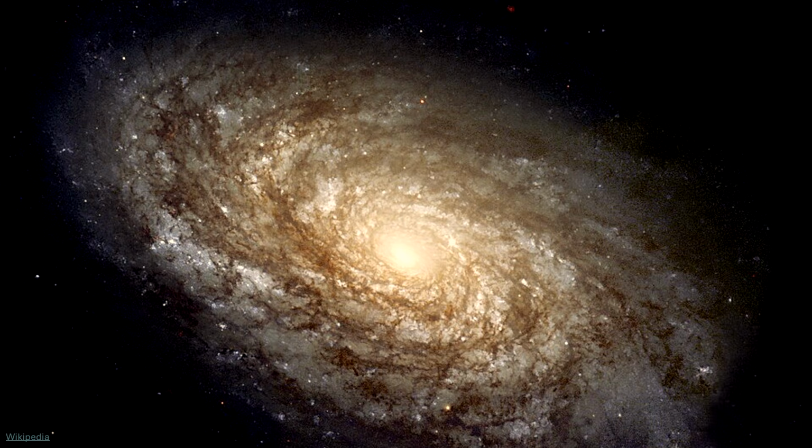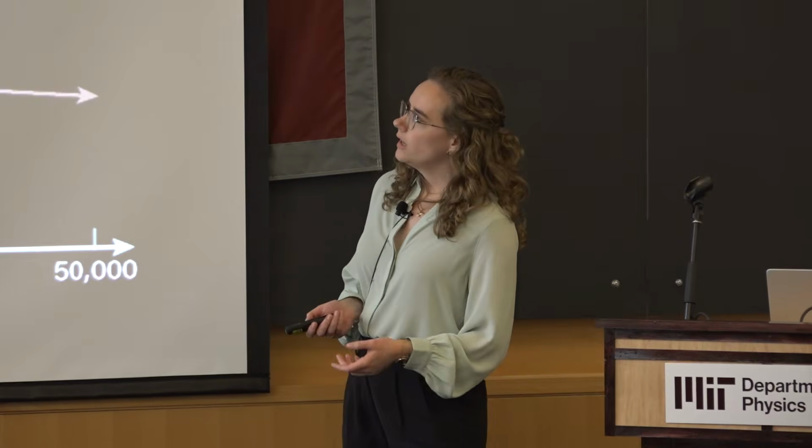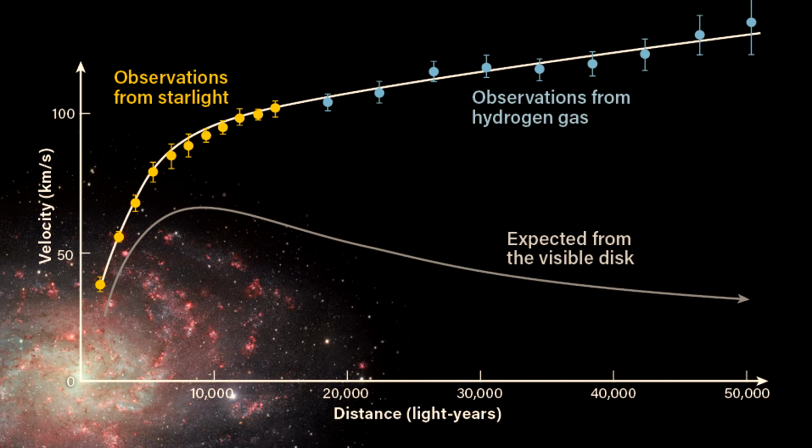So this is an example of a classic spiral galaxy. And observations of galaxies like these in the 1970s by Vera Rubin revealed some rather surprising facts. In particular, when you plot the rotational velocities of stars in these spiral galaxies, as you go further away from the galactic center, the velocities end up getting faster. So we see this top curve, where we have observations from starlight and hydrogen gas, seeing that the velocities are increasing as we go further from the galactic center.